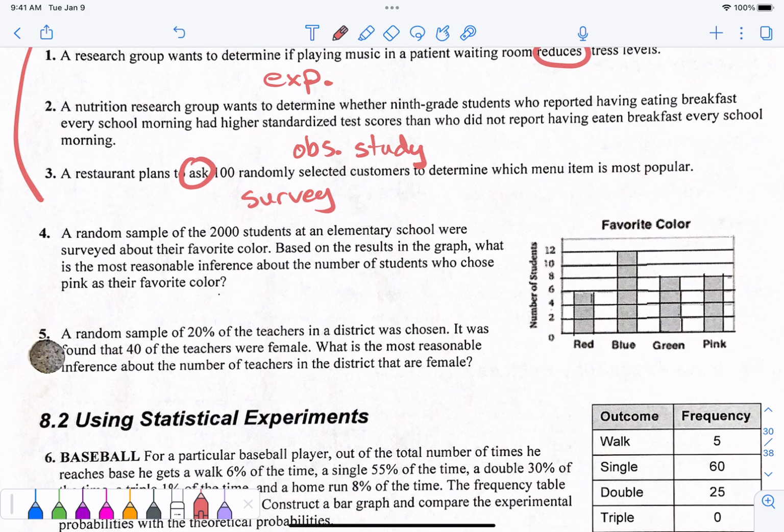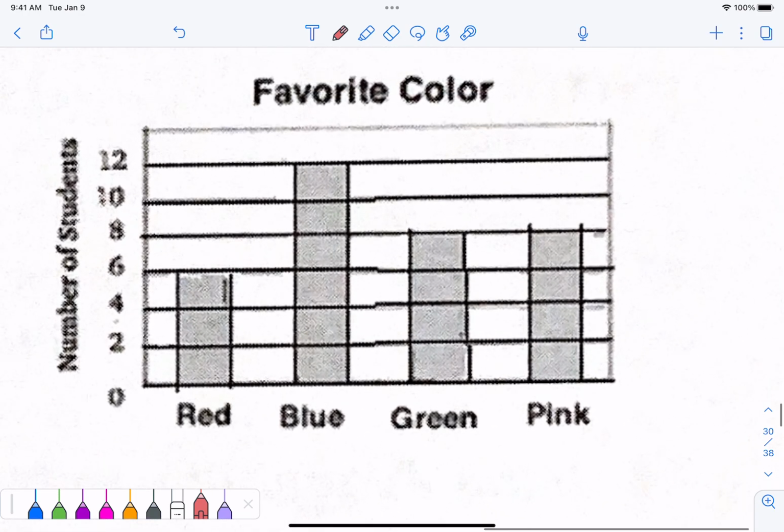Okay? All right, number 4, we have favorite colors. So this graph goes with number 4, and we are talking about 2,000 students at this elementary school. We did not survey all 2,000 students. Let's figure out how many we did survey. How many people said red? 6. And blue is 12, and green is 8, and pink is also 8. And if we add those all together, how many people did we survey?